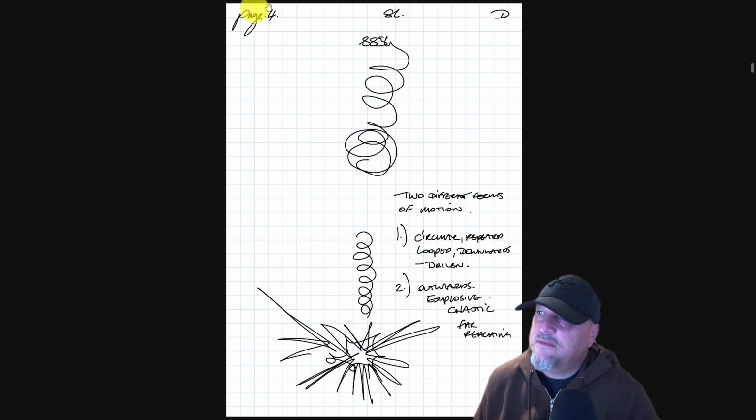Here's me trying to draw this in a bit more detail. So here's the movement. It felt like there were two different forms of motion: this circular motion at first, and then it changed. So number one, it felt circular and repeated, looped downwards and driven, so it felt like it was intentional. And then there was an outwards movement here, which was explosive, chaotic, and far-reaching.